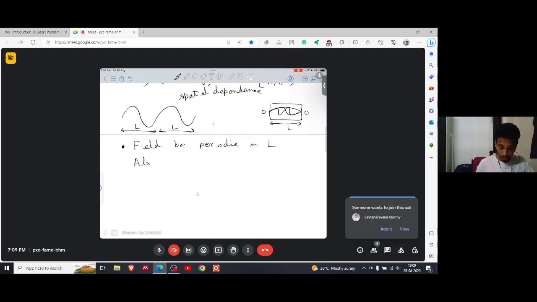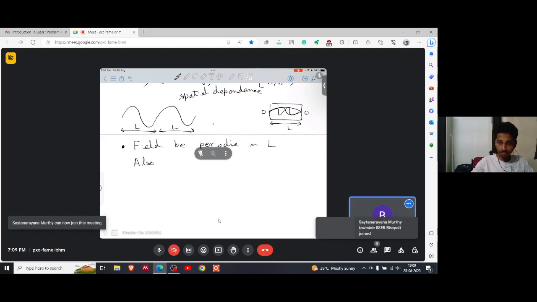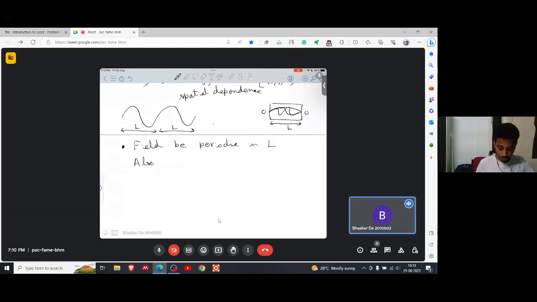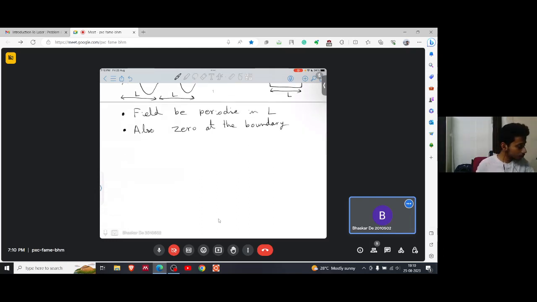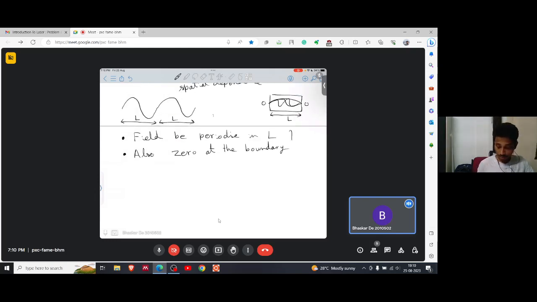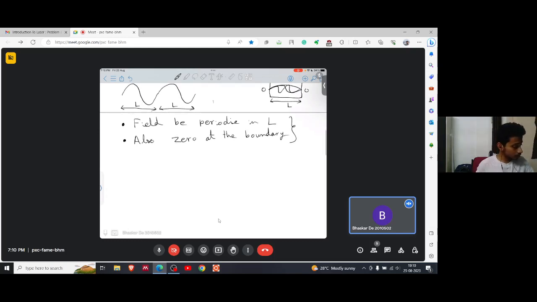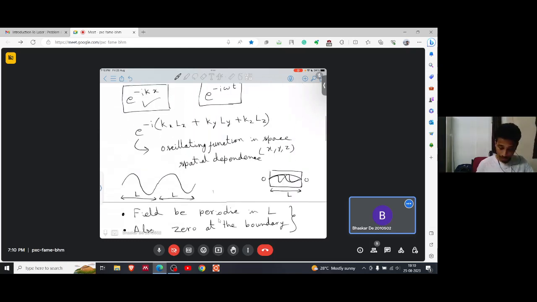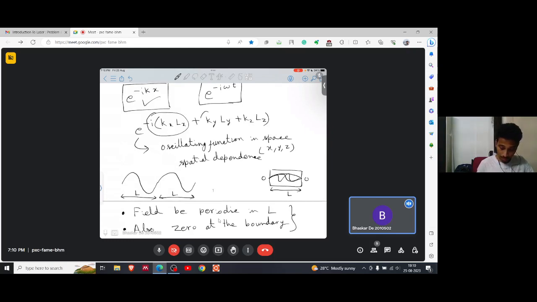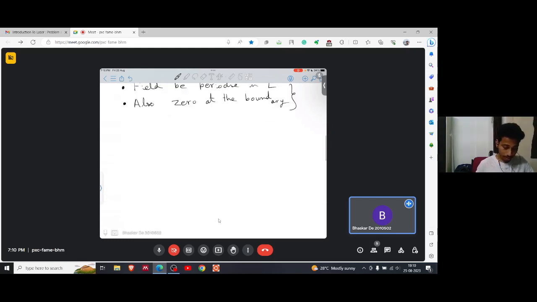and also zero at the boundary. So in order to satisfy these two conditions, the exponential part is needed to be equal to 0.